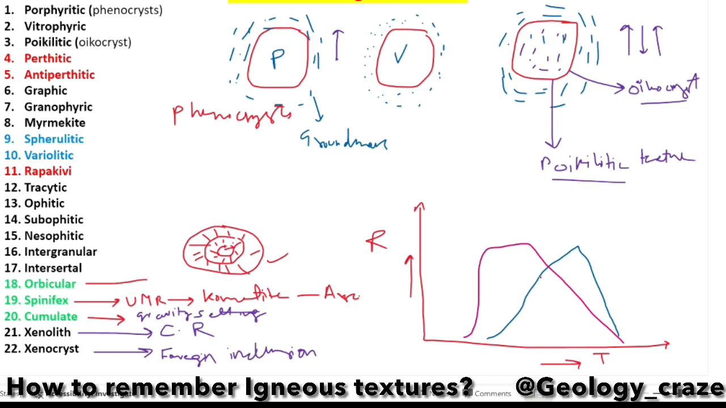This is another curve, and this curve is for nucleation. This curve is for nucleation, and this curve is for growth. I will explain.